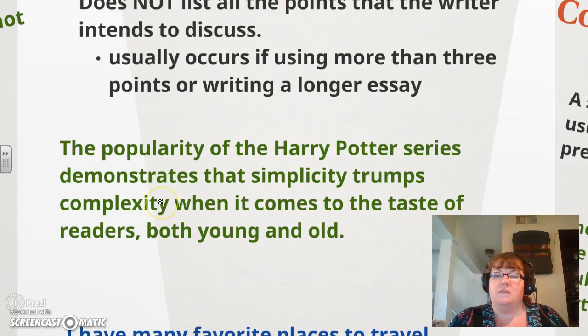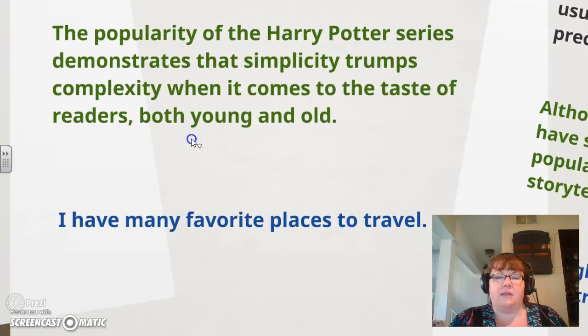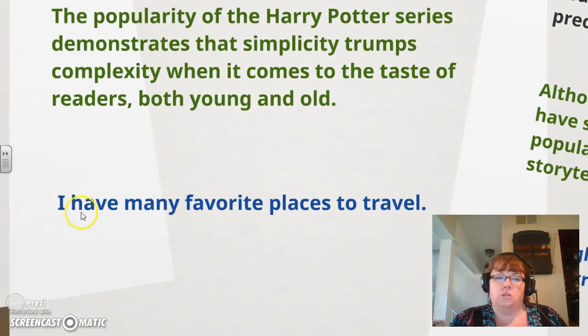It doesn't list the 3, 4, 5, 6, 7, 8 things that the author is going to talk about, but everything the author talks about is going to come back to this idea of simplicity and complexity. Now, taking this back to the travel one, to see this idea of what you're used to writing, I have many favorite places to travel.